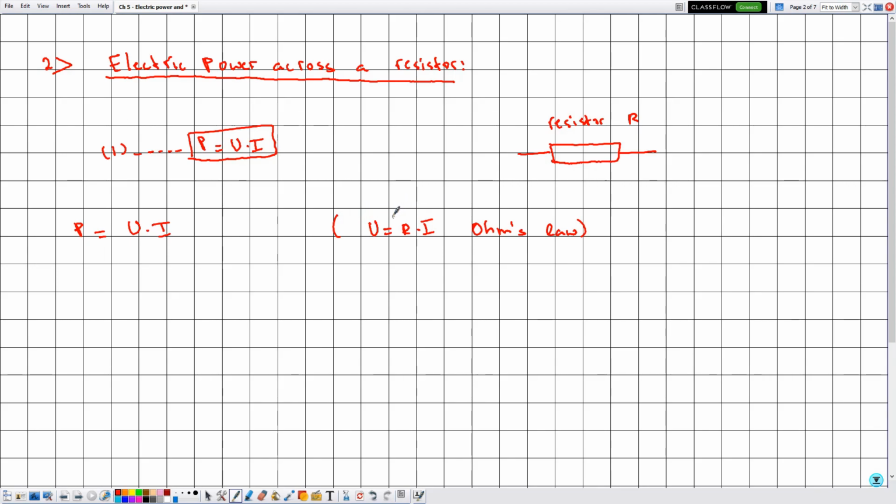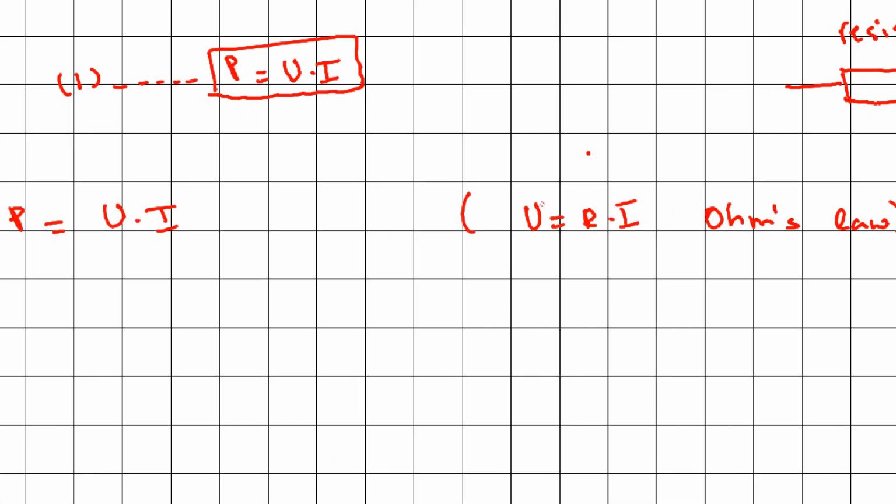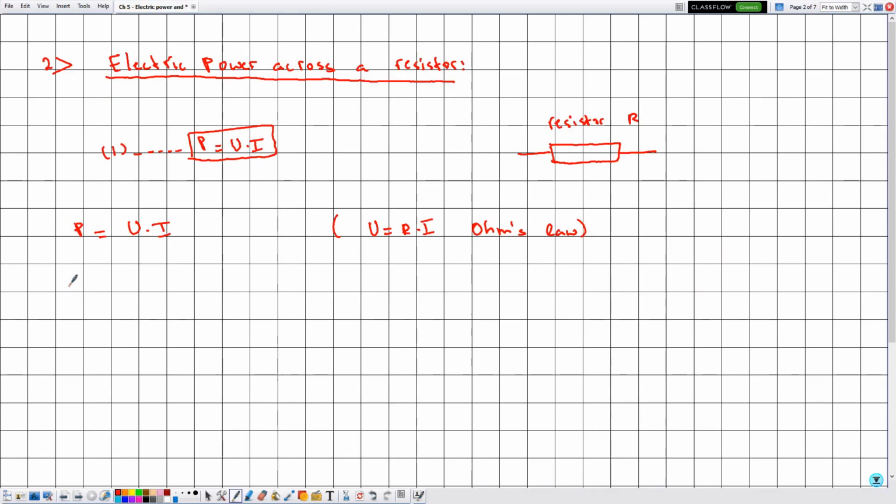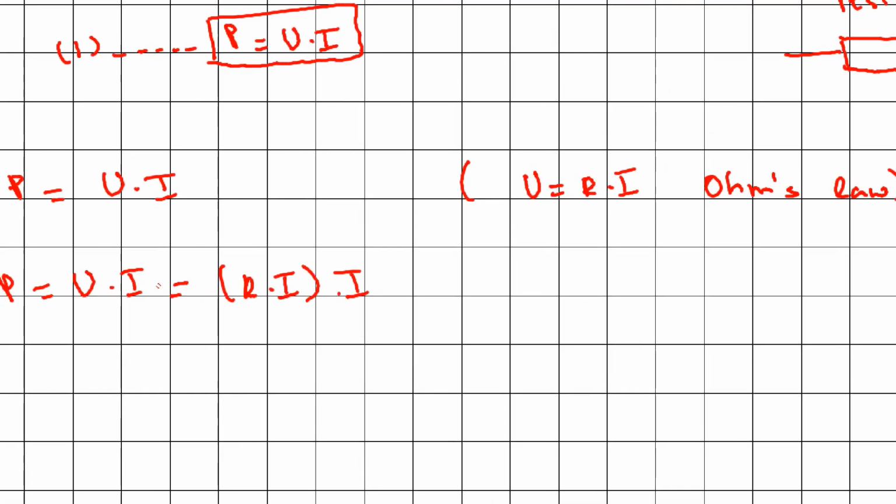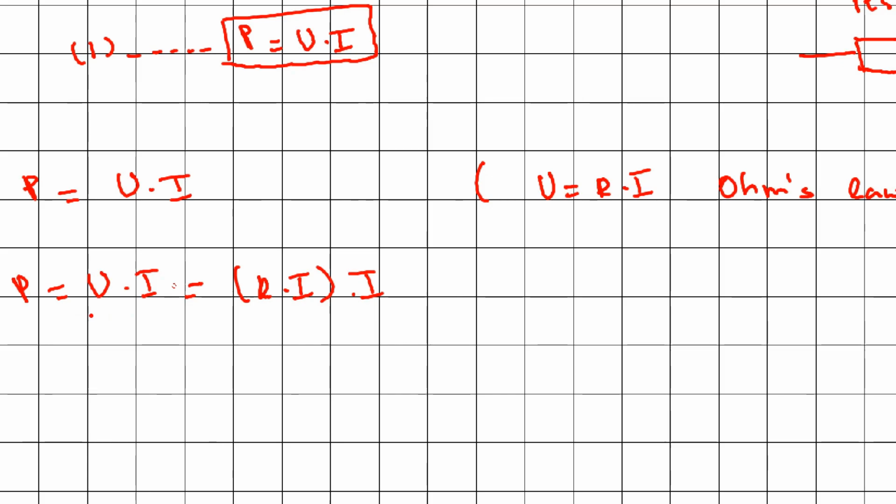Then notice that here we can replace U in the electric power by U is equal to R times I. So we have that P is equal to U multiplied by I, and we can replace the value of U by R multiplied by I, and since we are replacing, we don't forget the brackets. So what I have done here is replace the value of U in the electric power by Ohm's law.